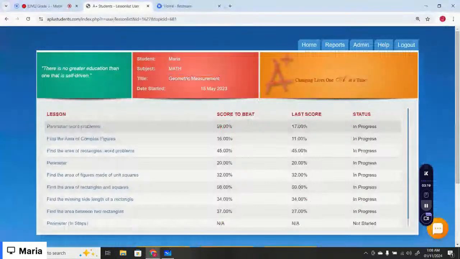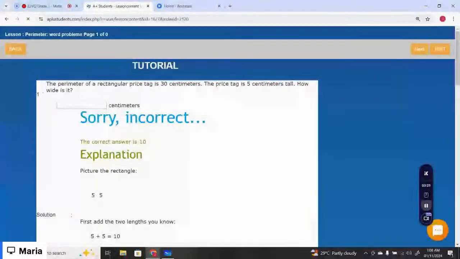So here I am on grade 3 math. The chapter we are on right now is geometric measurement. Let's start with the first lesson, that is perimeter word problems. Let's start with the first example. The perimeter of a rectangular price tag is 30 centimeters. The price tag is 5 centimeters tall. How wide is it? So we are given the perimeter of the rectangular tag, right? The perimeter is 30 centimeters.